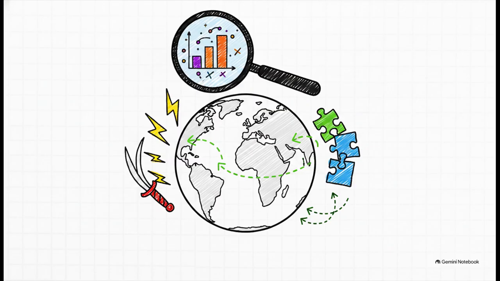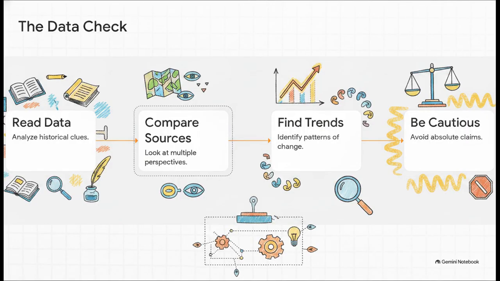To answer massive, complex questions like this, whether it's about global conflicts, shifting alliances, or industrialization, we absolutely must rely on hard evidence. We simply can't just run on assumptions. So, how do we actually do that in practice? We use what we call the 4-step data check method. Step 1, read data. Step 2, compare evidence. Step 3, find trends. And step 4, conclude cautiously.